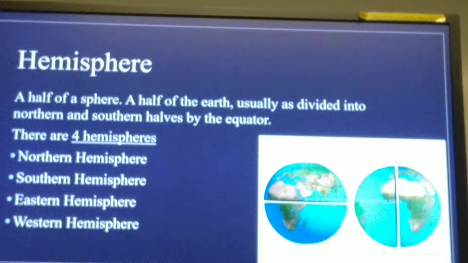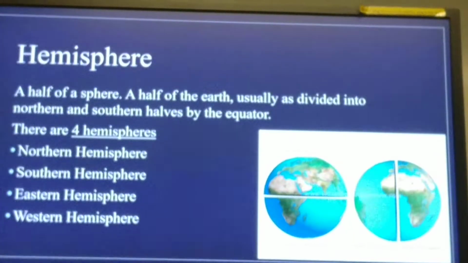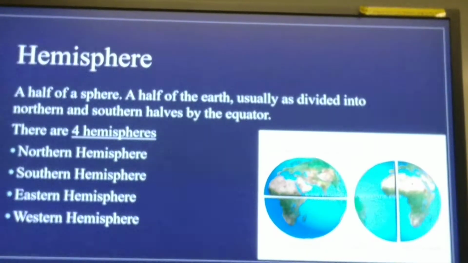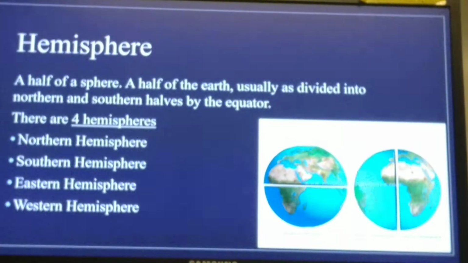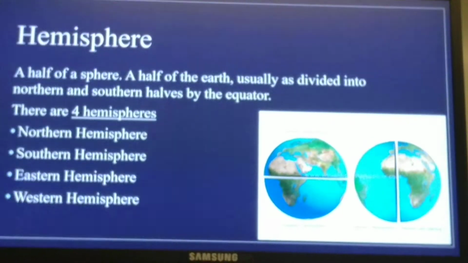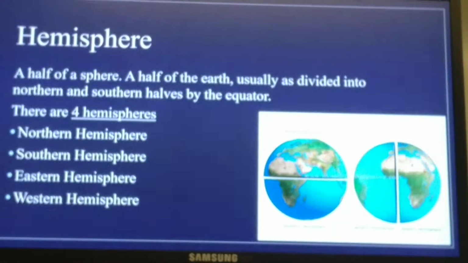Hemisphere. A half of a sphere. A half of the Earth, usually as divided into northern and southern halves by the equator. There are 4 hemispheres: the northern hemisphere, the southern hemisphere, the eastern hemisphere, and the western hemisphere, as you can see on the picture provided.